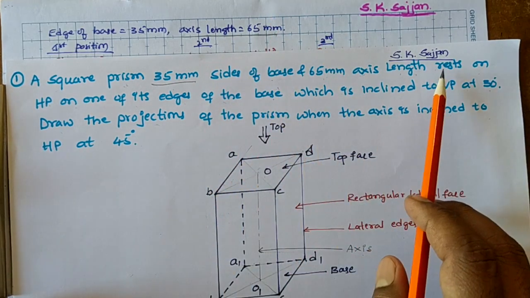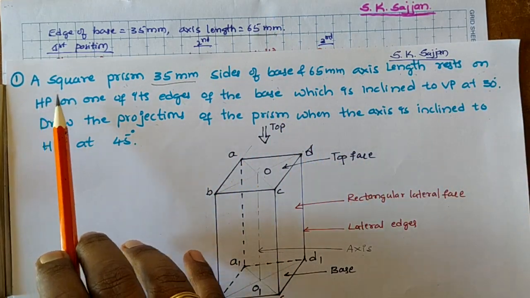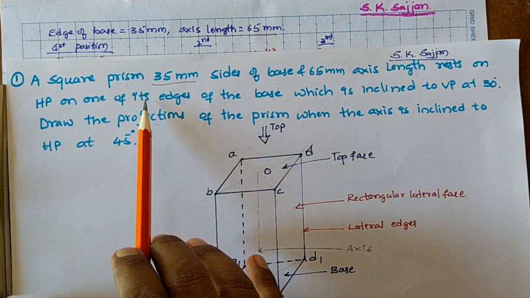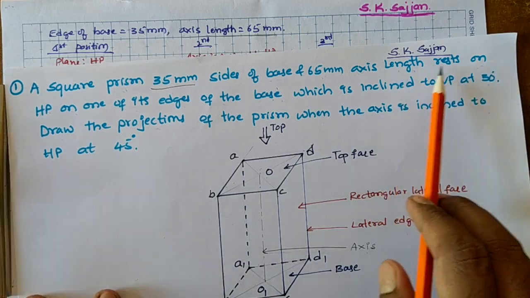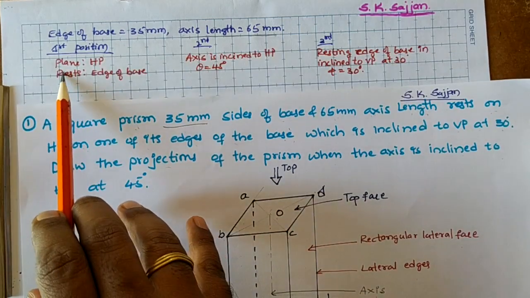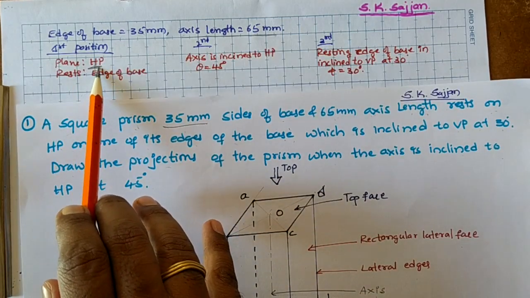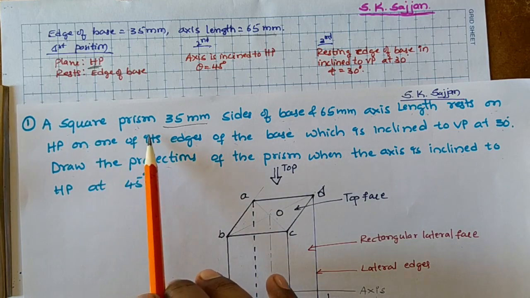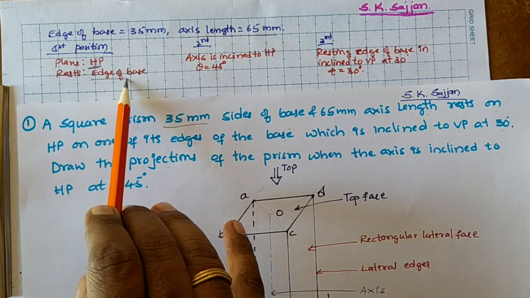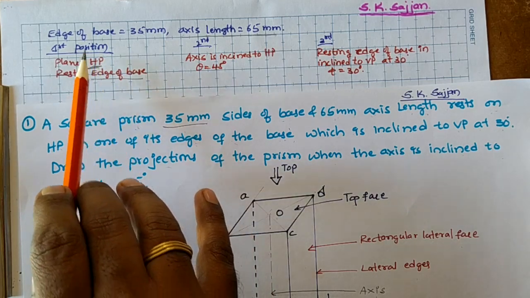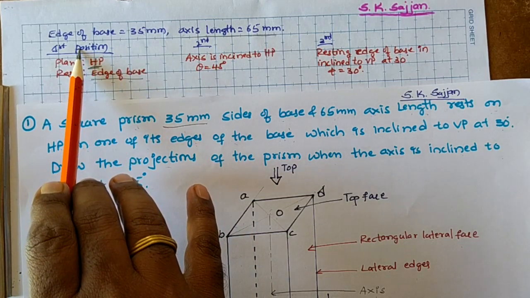Then, rests on HP on one of its edges of the base. See, what is the plane here? Rests on HP, the plane is HP. Then one of its edges of the base, resting on an edge of the base. These two conditions are for the initial position, or first position.